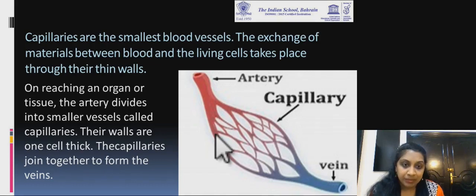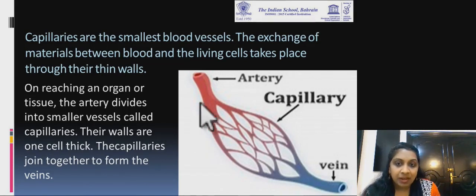And the exchange of material between the blood that flows through the capillaries and the cells surrounding it takes place through the walls of the capillaries. The capillaries later join together to form veins. Now in this picture you can see the artery that later divides into smaller tubes or blood vessels called the capillaries, and the capillaries later join to form the vein. Hope it is clear.